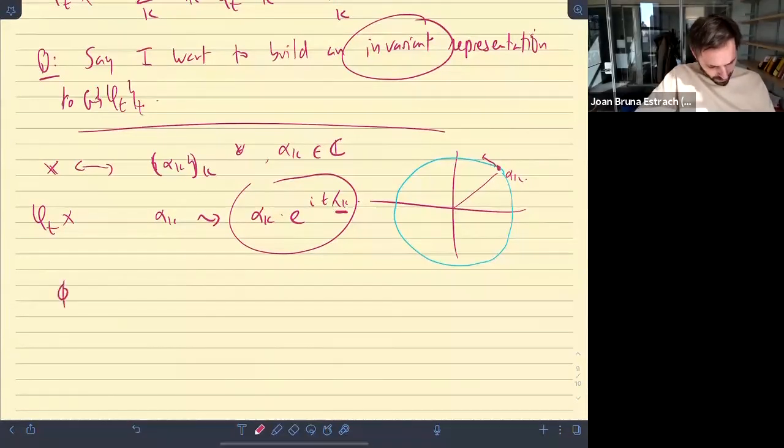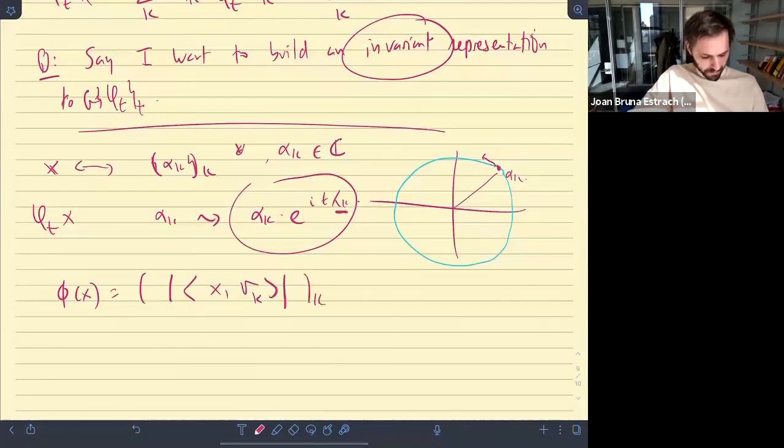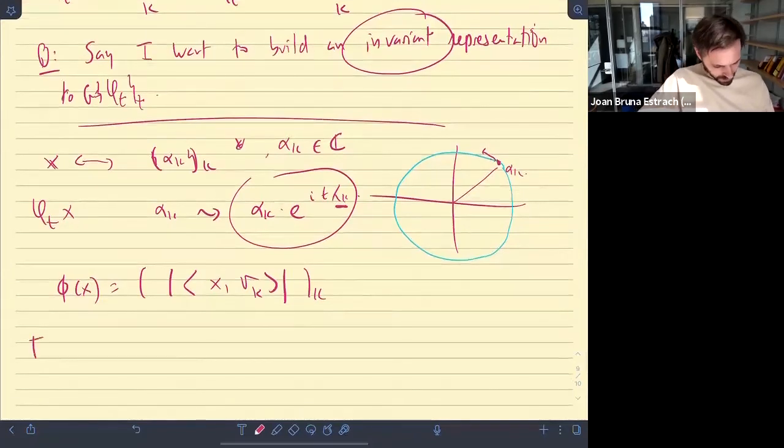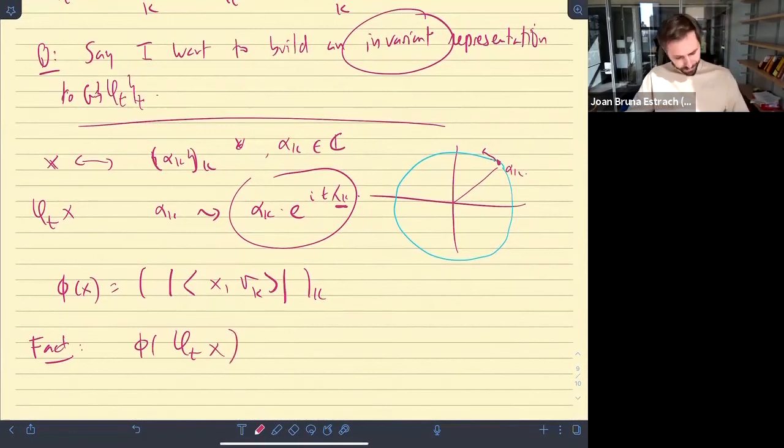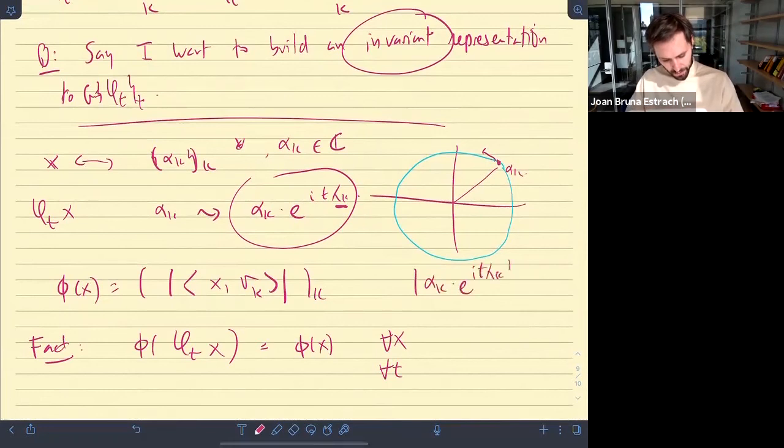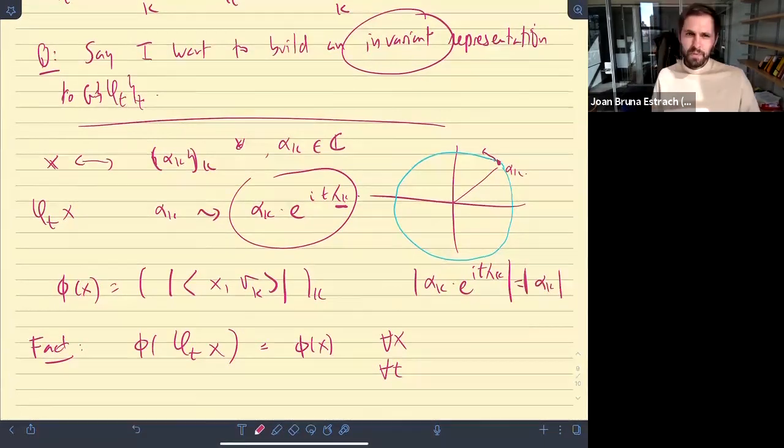So here's a candidate for a representation. I could just decide to keep the collection of all the moduli of the dot product between x and v_k, for all k. It's an easy fact that phi of the transformation of x is equal to phi of x for all x and for all t, just because the modulus of alpha k times e to the i t lambda k is equal to the modulus of alpha k. Rotating in the complex plane doesn't change the modulus.